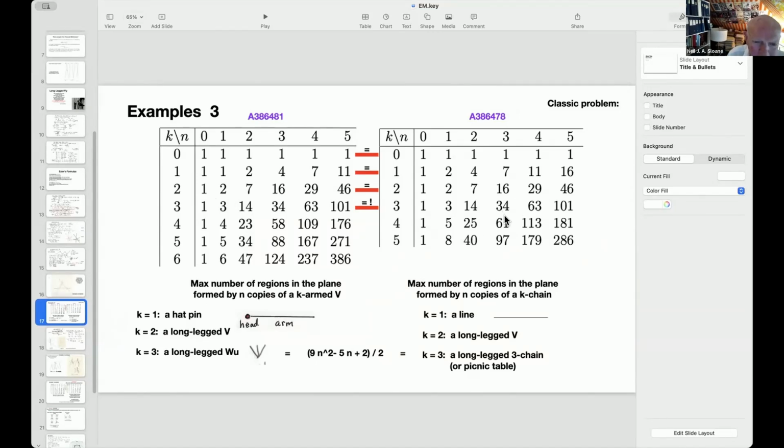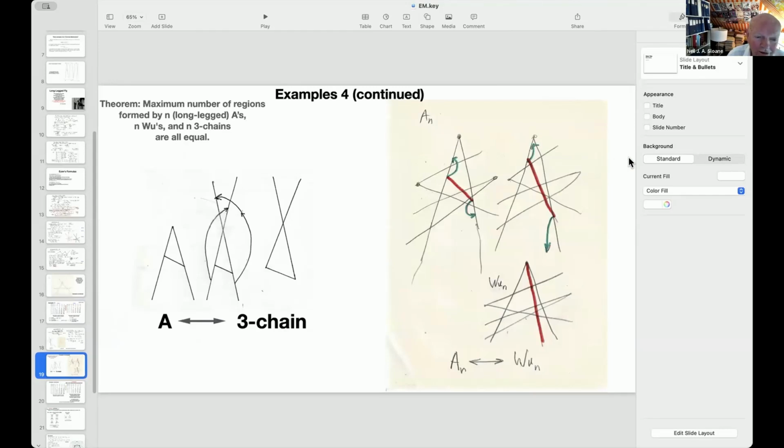So this line is not only the maximum number of regions you can get with n trestle tables, n 3-chains, and n woos, it's also the number of regions you can get with n A's. And so here's the proof. Suppose you have an A. Suppose you have a graph with a lot of A's in it, and you ask each A to raise its arms above its head. You say, move that arm up there, and move that arm up there, and you get this, which is a 3-chain, a trestle table upside down. So you do that for all the A's, and it gives you a map from A's to 3-chains. So that explains why those two numbers are equal.